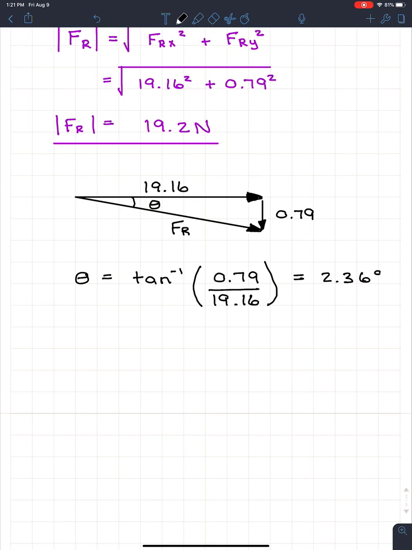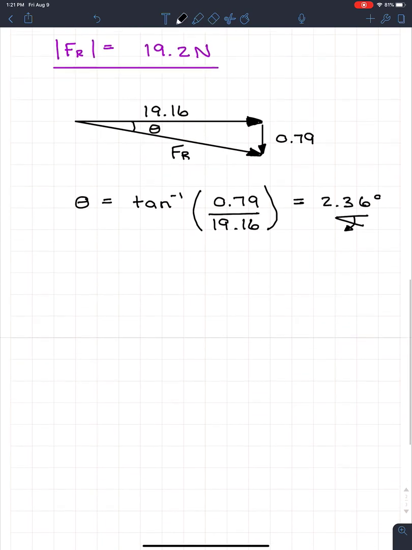So why did I draw out the triangle? Well, it's to show you that this 2.36 degrees is measured clockwise from the axis. You guys got to keep that in mind, because if you didn't draw this out, a lot of you may put that it was counterclockwise, like this, but that's actually incorrect. So it's best to draw it out, because then you can see which way the angle's going.